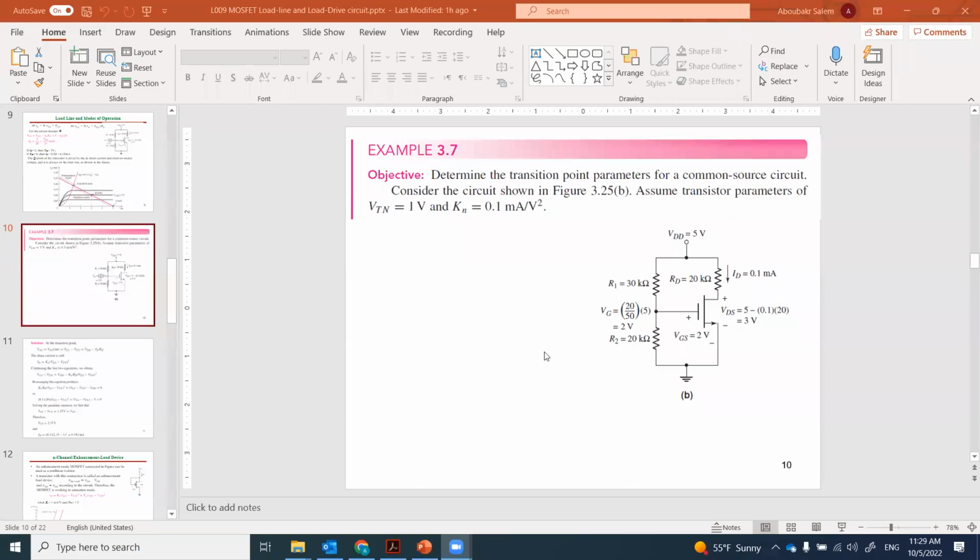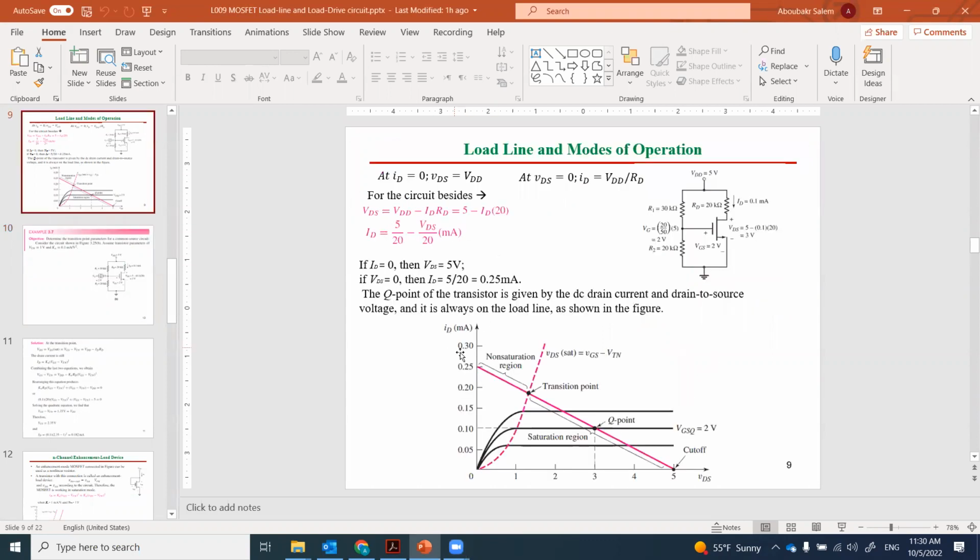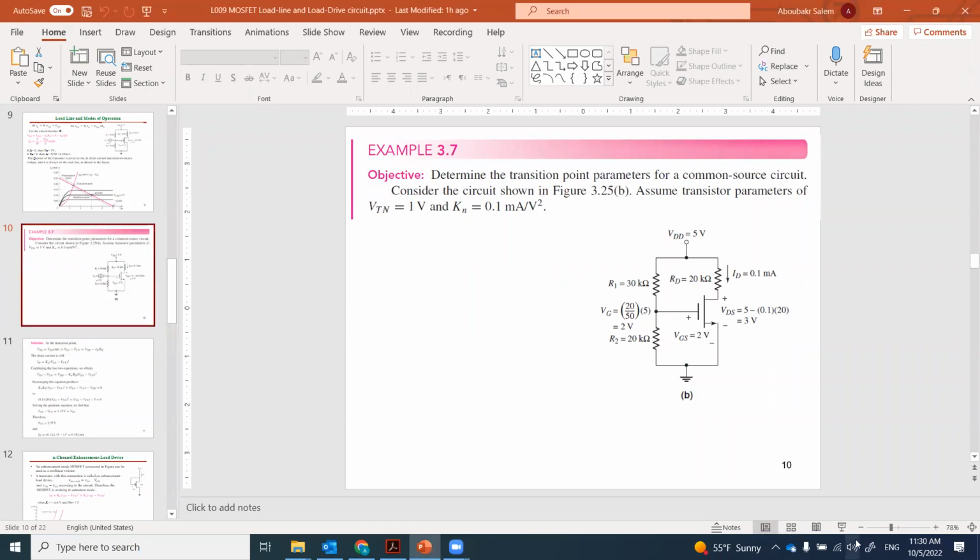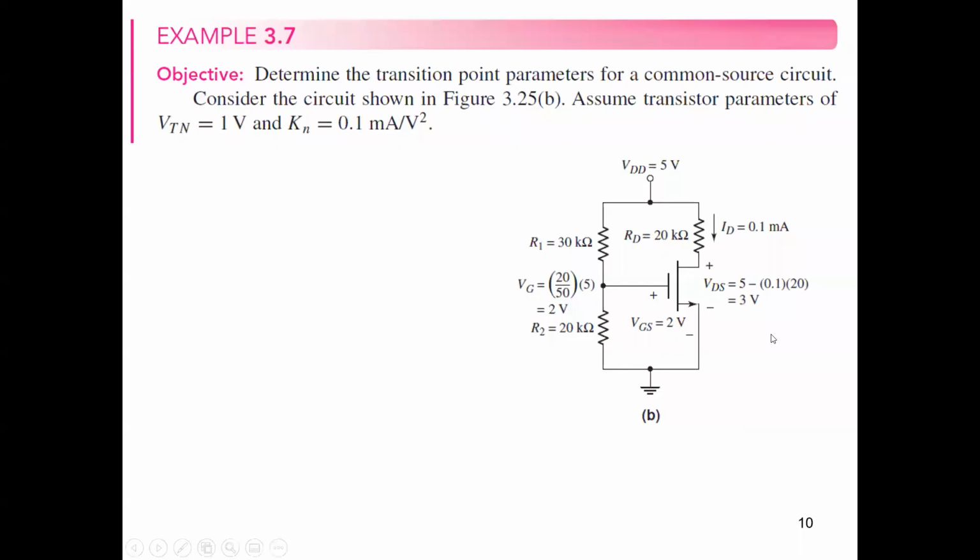Hello everyone, today we are going to continue discussing the MOSFET DC analysis. Last class we discussed together the load line and how we can draw the load line for a MOSFET with any parameters, and we quickly discussed this example. So we are going to continue solving these examples in more detail today and discuss the MOSFET operation in driver mode or load mode.